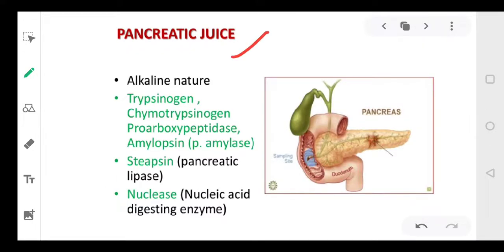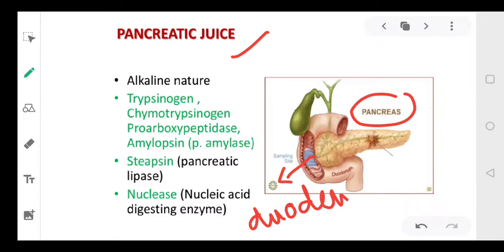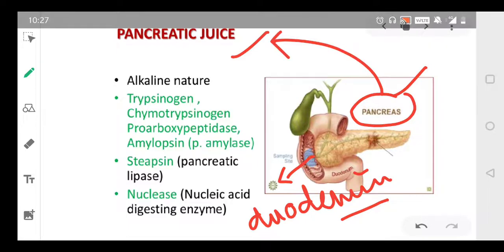Next comes the pancreatic juice. Now pancreatic juice is made by the pancreas. See the location. This portion of the small intestine is called duodenum. ये duodenum है, जो small portion है. You can easily see it is labeled here also. So pancreas जो है वो pancreatic juice बनाता है.